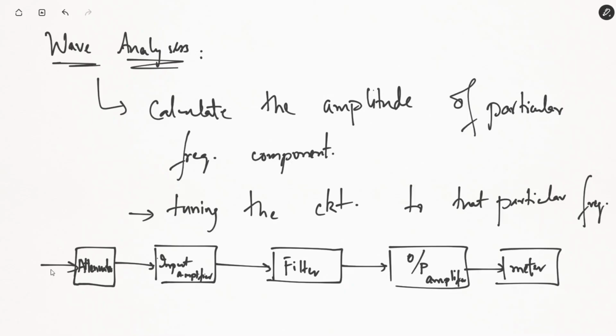So the first step in wave analysis is attenuation of this particular signal, then passing it through an input amplifier, and then passing it through a filter that will select the particular frequency component. If we are talking about, say for example, audio signals, the magnitude of the signal itself will be very low. So we need an input amplifier first. Then once we filter it, we are getting a particular frequency component, say for example 100 Hz. Fine. So its amplitude will be even lower. So we need also an output amplifier.